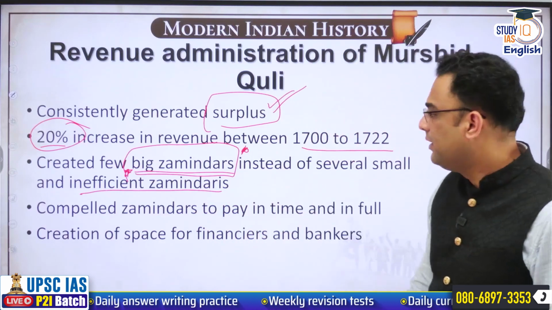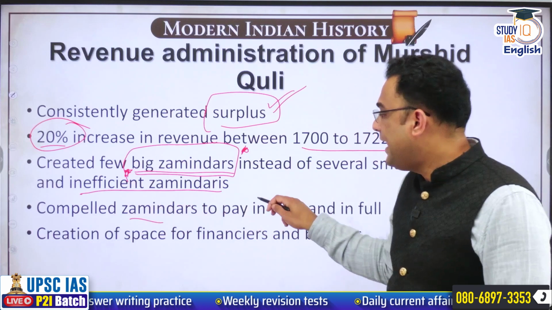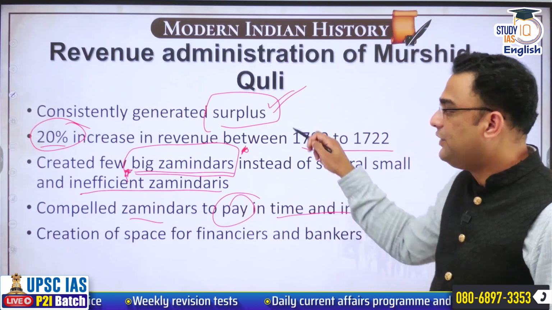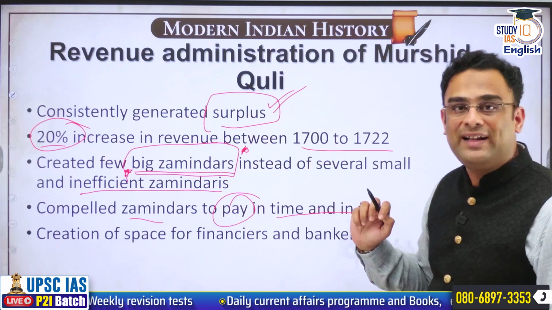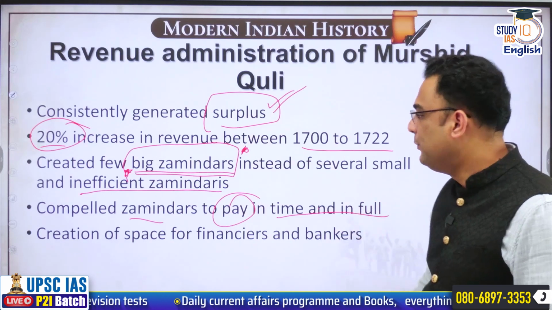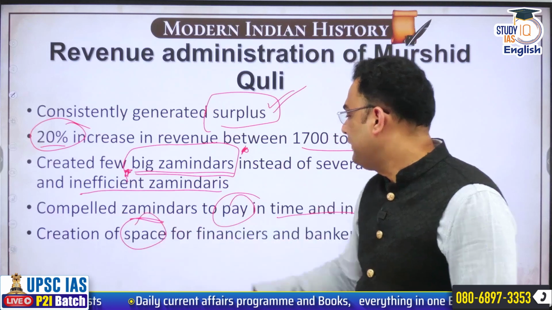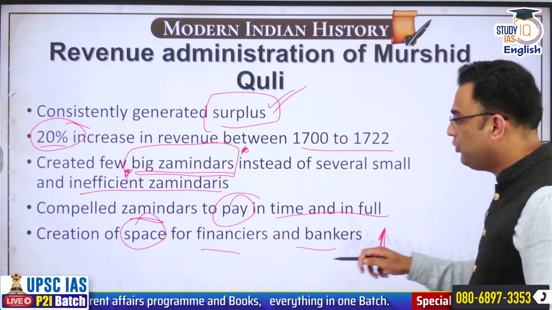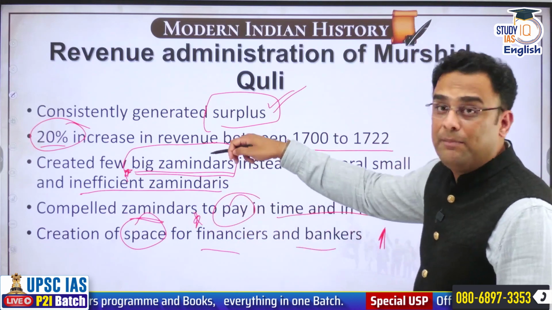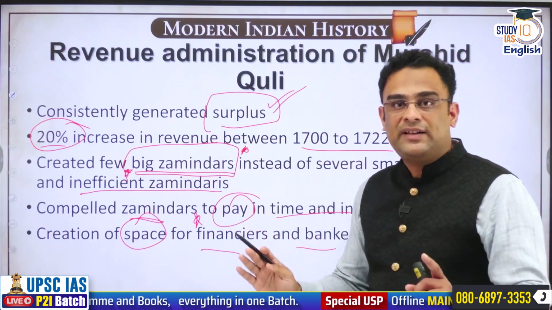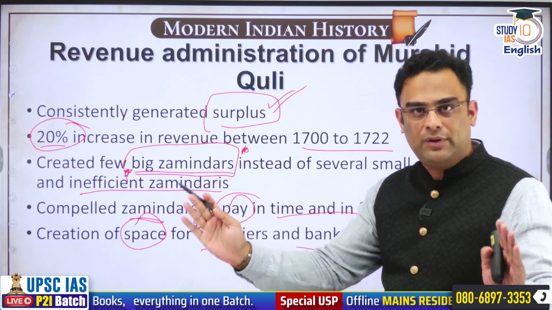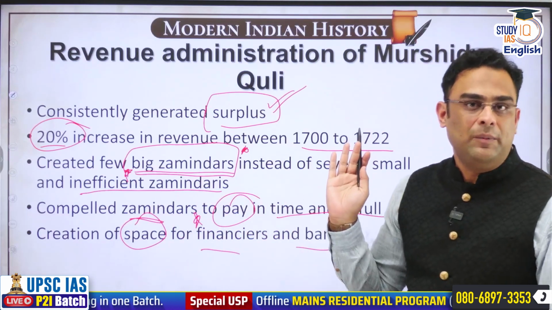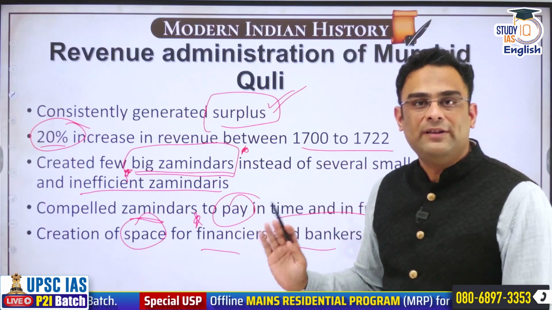Anyways, coming back over here. So he created big zamindars and made them pay in time and in full. That was his strategy to ensure that revenues were flowing very smoothly. This created space for financiers and bankers. A crucial point here, guys. Big zamindars are created. The zamindars are told that you have been given a lot of zamindari rights, but you have to pay on time to the state. The state is not going to indulge you on this matter.